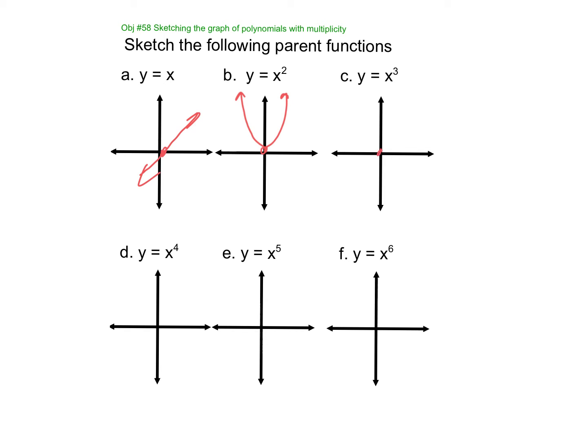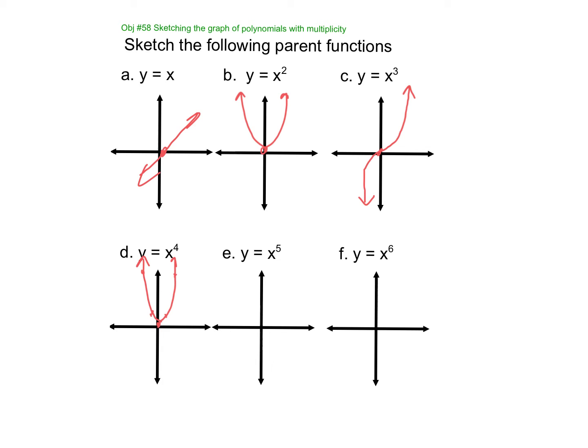X cubed is what we just talked about. It has what's called an inflection point. That little flex at 0, 0 is called an inflection point. What do you think x to the fourth is going to look like? 0, 1 to the fourth is 1, 1 to the fourth is 1. What's 2 to the fourth? 2 to the fourth is 16, so it's 2 comma 16. So x to the fourth is just a skinnier parabola.